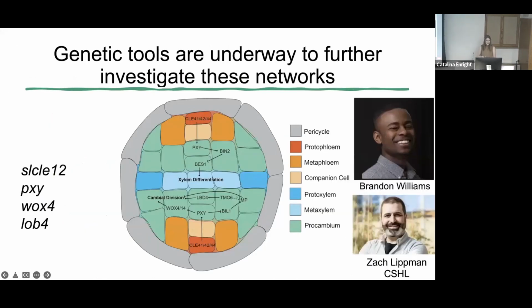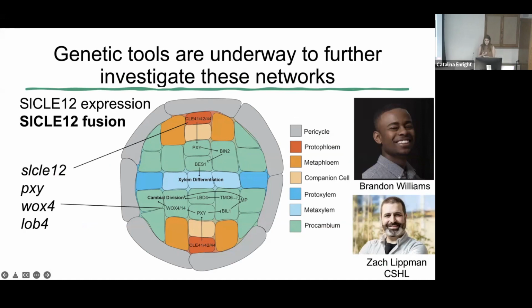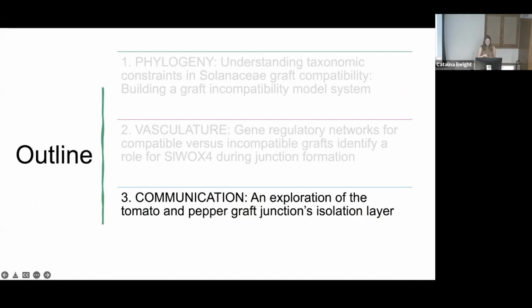Additionally, we're working on the genetic tools as well. Zach Littman, in addition to WOX4, shared the tomato ortholog of CLE41, 42, and 44. I've generated an expression fusion, or an expression gene, and a fusion line in tomato. So those will be exciting for the future. And Brandon in our lab has been working to generate PIXIE mutants, which we hope will have a very severe phenotype. So more to come from that.